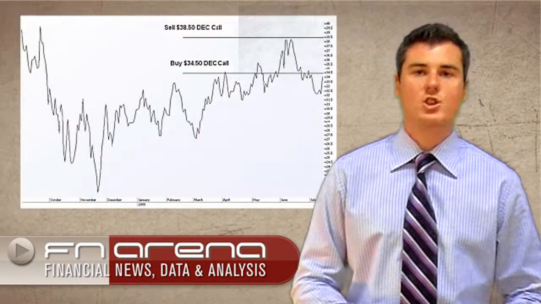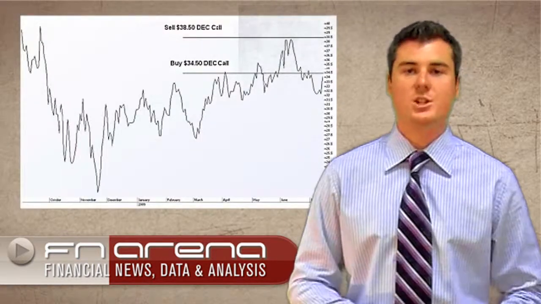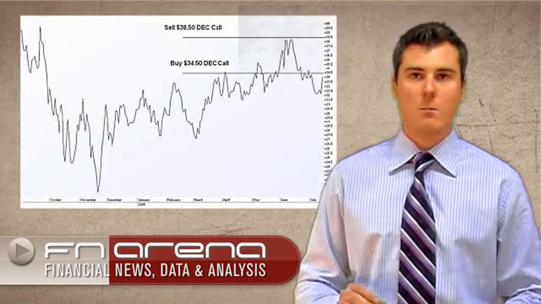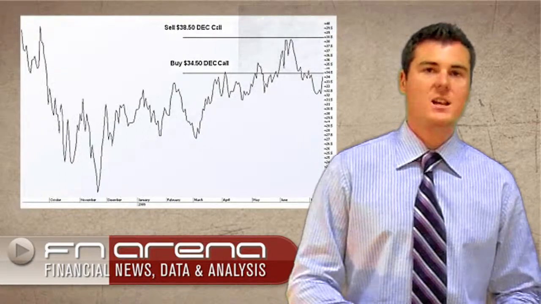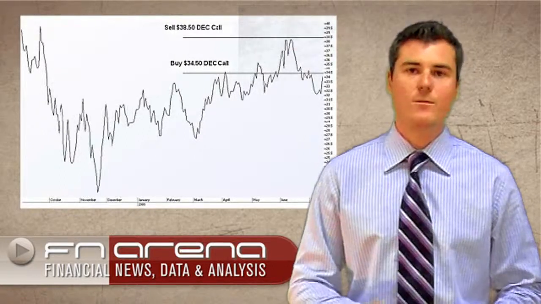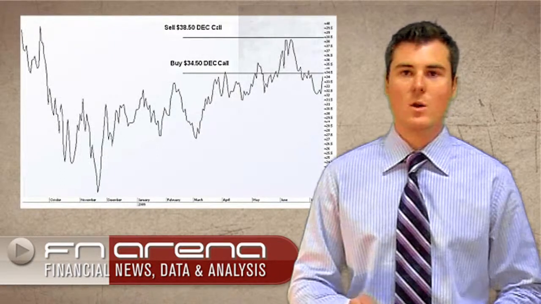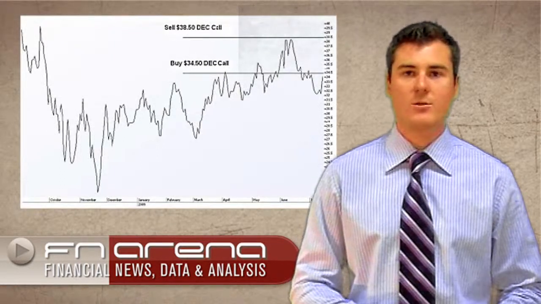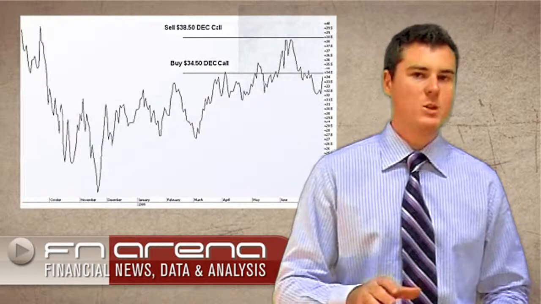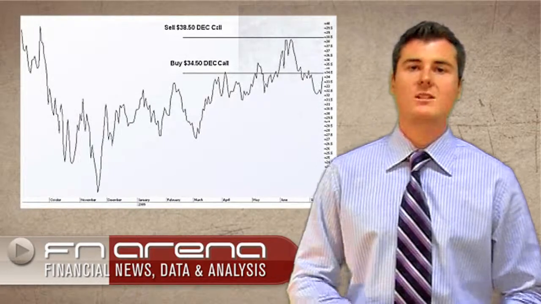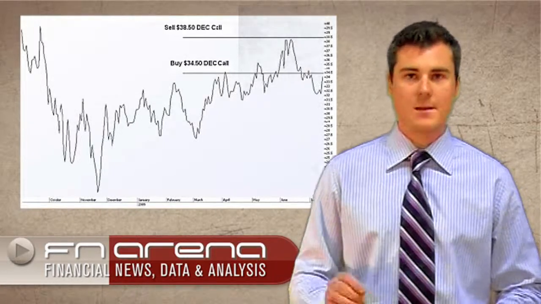So here we have a chart showing where we would position our strikes if we were placing a bull call spread. You can see here we're going out to purchase a 34.50 December call. This is about 6 months away from the current time. Now, at the same time as placing this bull call, we're also going to sell a 38.50 December call.